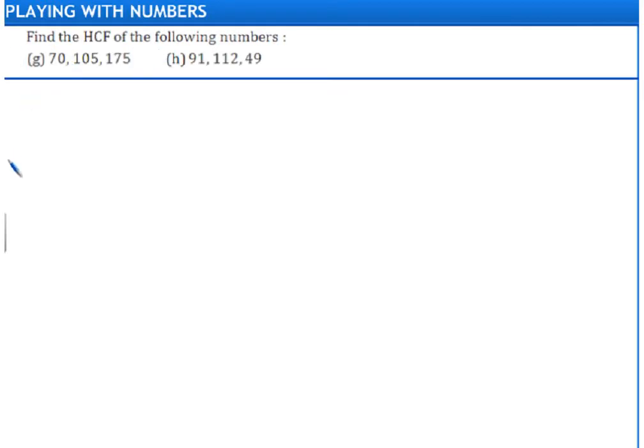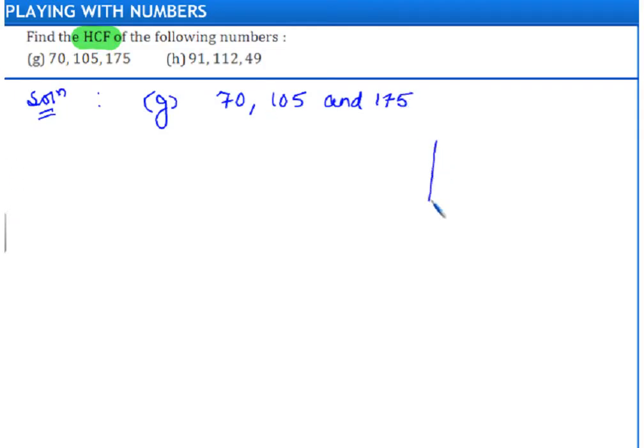In this question, we have to find the HCF, that is the highest common factor of the following numbers. Let's begin with the solution. And first let us find the highest common factor of 70, 105 and 175. We'll find the highest common factor with the help of prime factorization method.